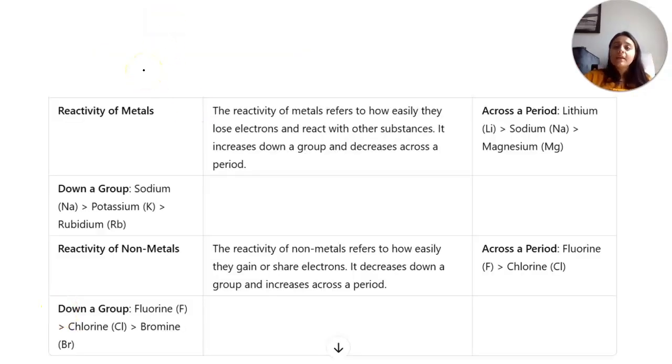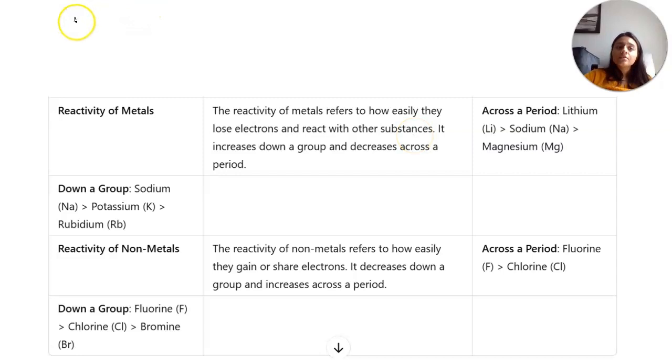The most eminent trend is about reactivity, because knowing about the reactivity of the elements is a crucial part, right? Because we need to handle the elements, so we need to know their reactivity. The reactivity of metals refers to how easily they lose electrons and react with other substances. It increases down the group and decreases across a period.